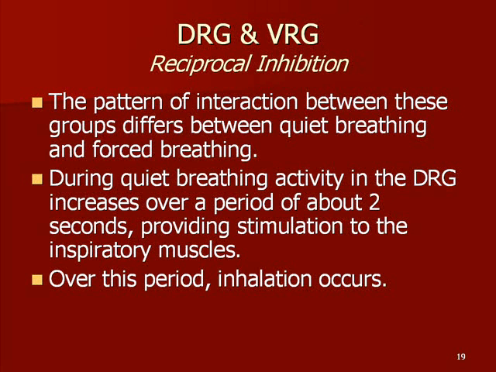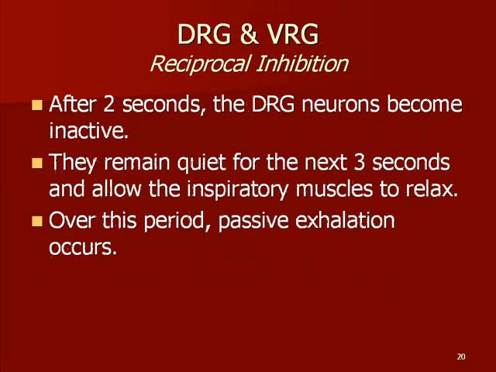During quiet breathing, activity in the DRG increases over a period of 2 seconds, providing stimulation to the inspiratory muscles. Over this period, inhalation occurs. After 2 seconds, the DRG neurons become inactive. They remain quiet for the next 3 seconds and allow inspiratory muscles to relax. Over this period, passive exhalation occurs.